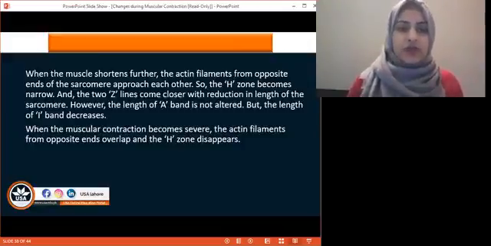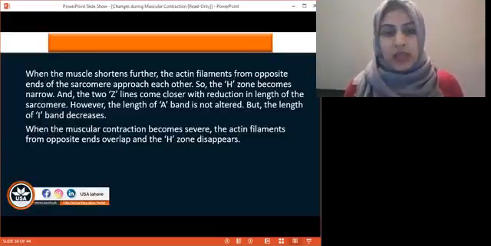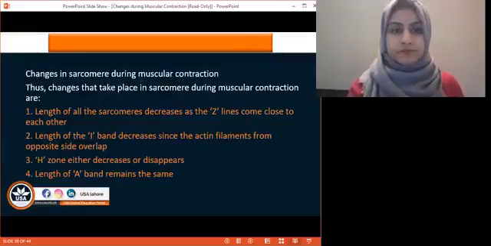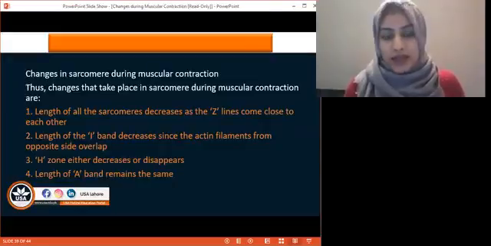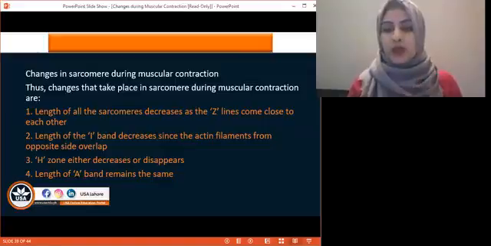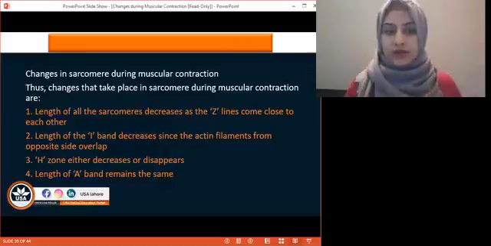And when the muscular contraction becomes complete, the actin filaments from opposite ends overlap, and the H zone disappears. So overall, what types of changes occur during muscular contraction? Point 1: length of all sarcomeres decreases as the Z lines come close to each other. Point 2: length of the I band decreases since actin filaments from opposite sides overlap. H zone decreases or disappears. The length of the A band remains the same.